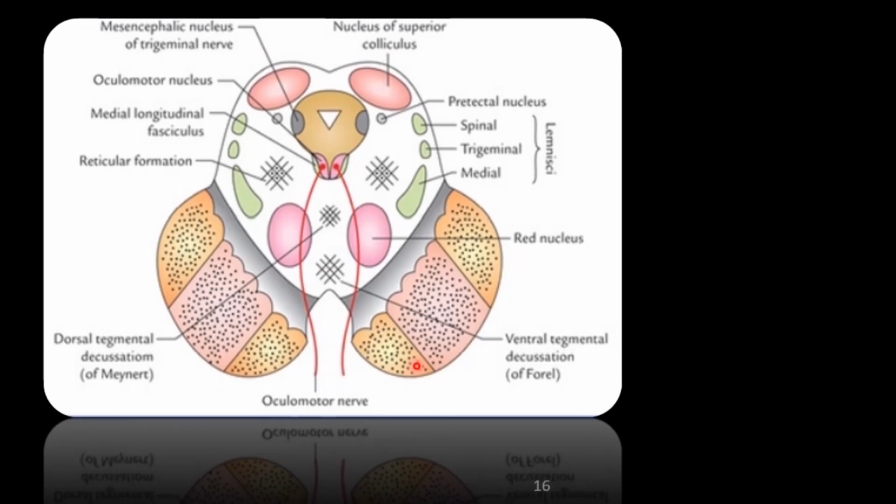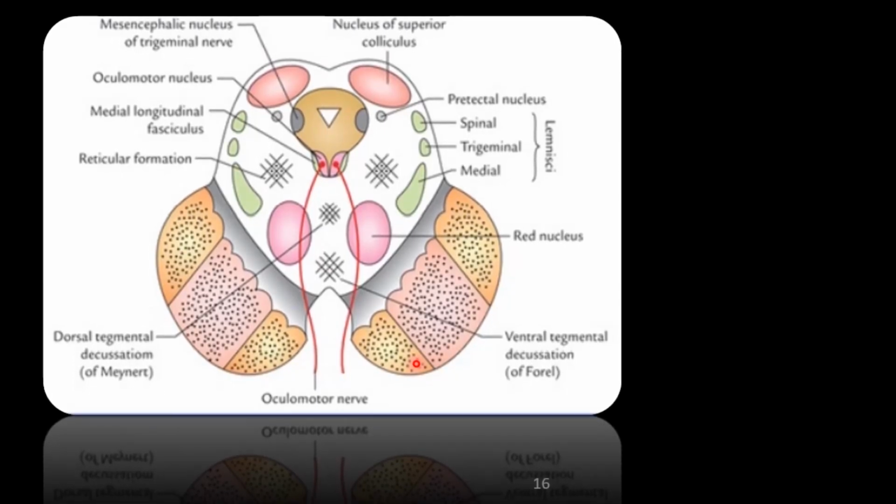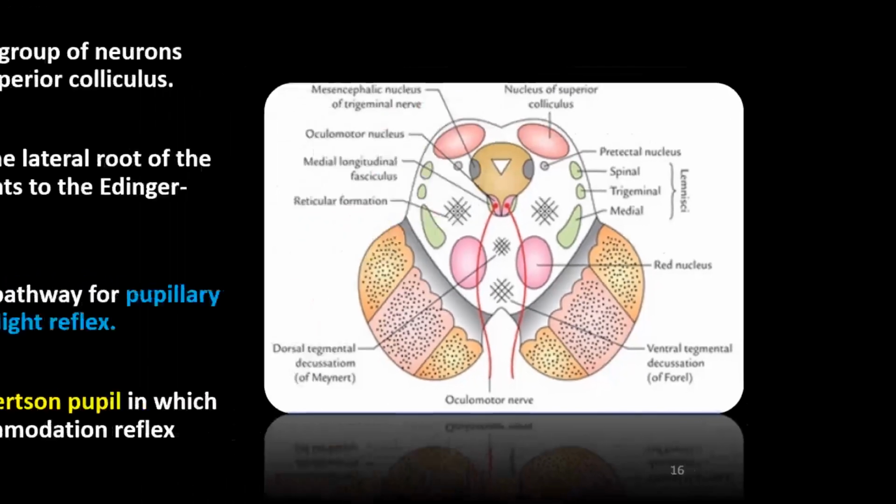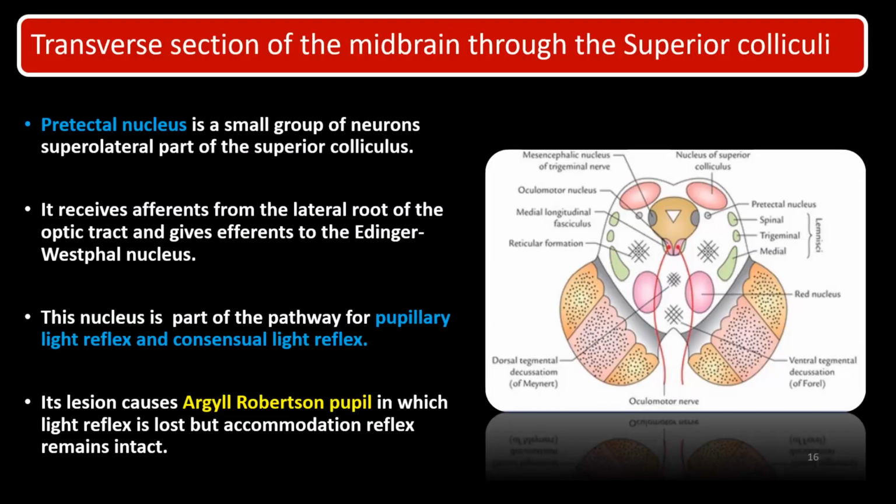We also have this other nuclei, the pretectal nucleus. This is the pretectal nucleus here, in front of the nucleus of superior colliculus. This nucleus receives afferents from the lateral root of the optic tract and will now pass it to the Edinger-Westphal nucleus. The nucleus forms part of the pathway for pupillary light reflex and consensual light reflex. If there is lesion of pretectal nucleus, it will cause what is called Argyll-Robertson pupil, where light reflex is lost, but accommodation reflex is intact.